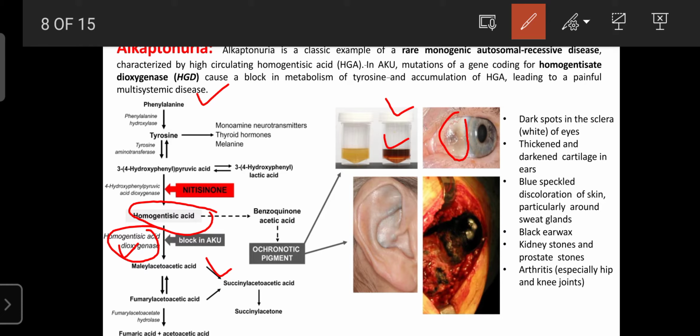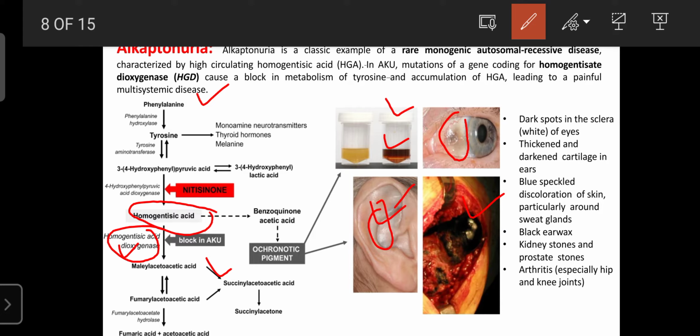Then the cartilage in the ear is thickened and darkened. In the ear, the cartilage is thickened and some pigment develops. Then there are blue speckled discolorations of the skin, particularly around the sweat glands, where a blue color develops. Then black earwax is generated in the ear. Then kidney stones and prostate stones are produced, and especially arthritis, especially the hip and knee joints, are painful or abnormal due to accumulation of certain deposits.